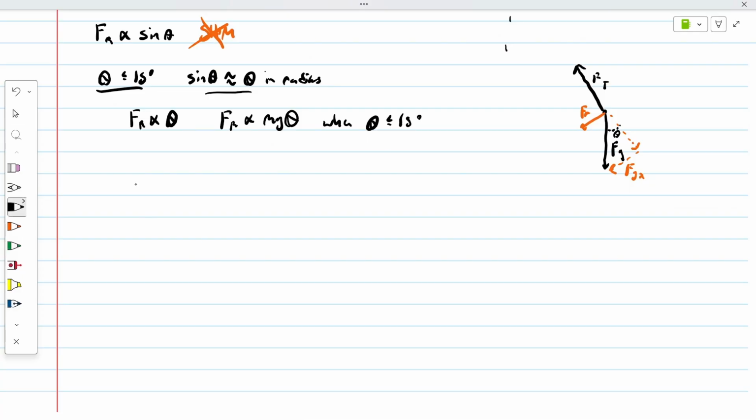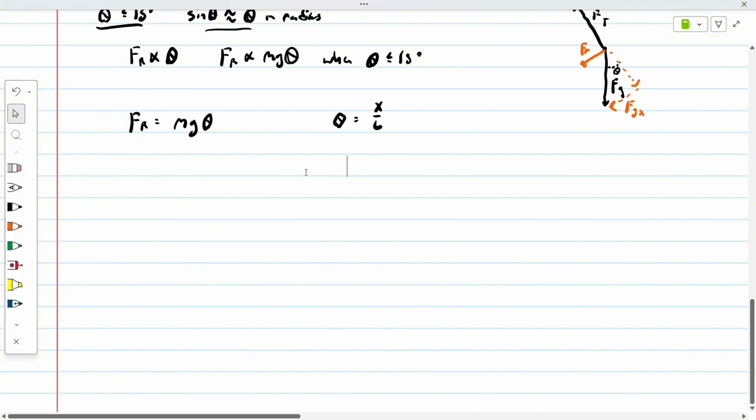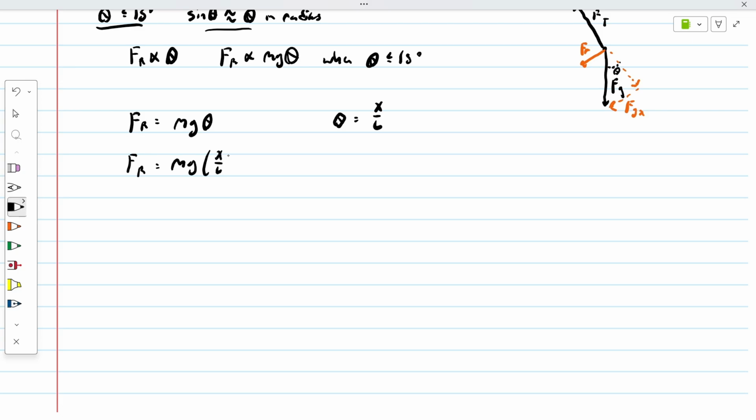So now we have the restoring force is equal to mg theta. Okay, and now we derived before that theta is equal to x over L, and so we did that up here where x over r, but we said r was equal to L, so theta is equal to x over L. And so we can use that and plug that in for theta. So now we have the restoring force is equal to mg x over L. Okay?